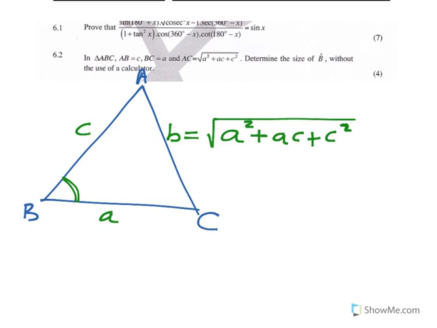Now this is using the cosine rule. Remember, what is the cosine rule saying? It says AC squared is equal to, let me start by saying, a squared, which is BC squared, plus AB squared minus 2.